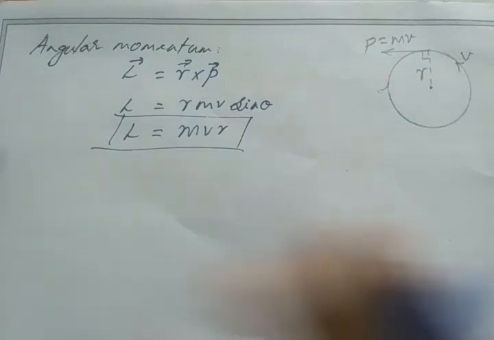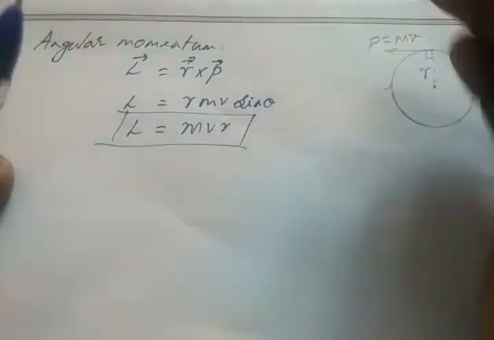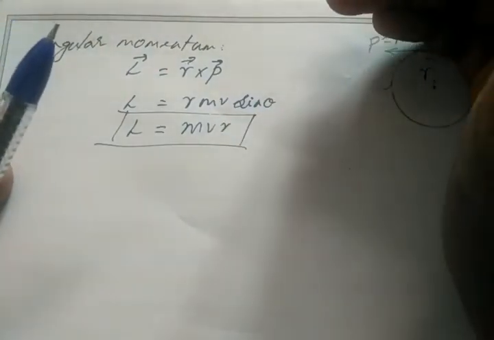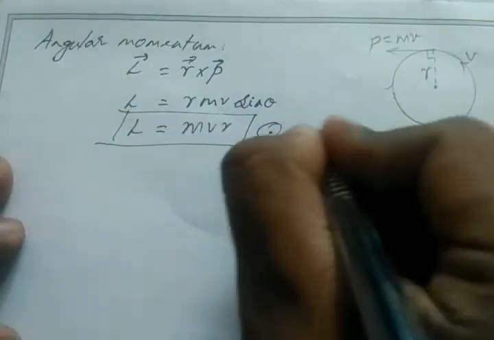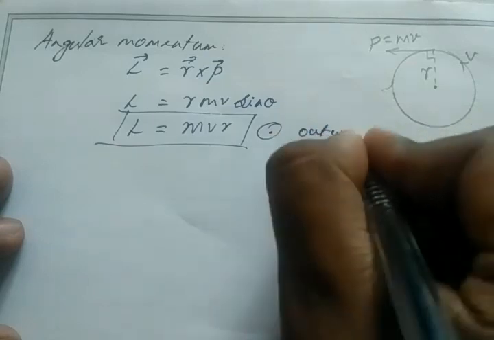Okay, so electron is moving in anti-clockwise direction. So four fingers in the direction of current, my thumb pointing upwards. So the direction is outwards.